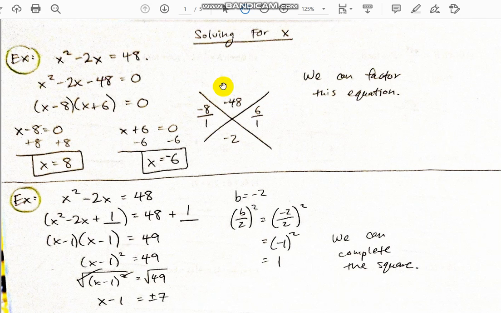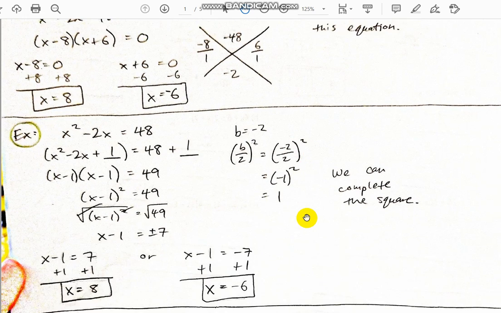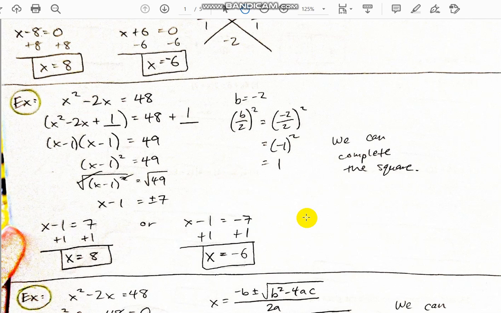But basically, for this one, if you subtract 48 on both sides, you realize this equation is factorable and you could solve for x. So that's when we can solve for x. You can factor this equation. If we come down here, you could also complete the square.